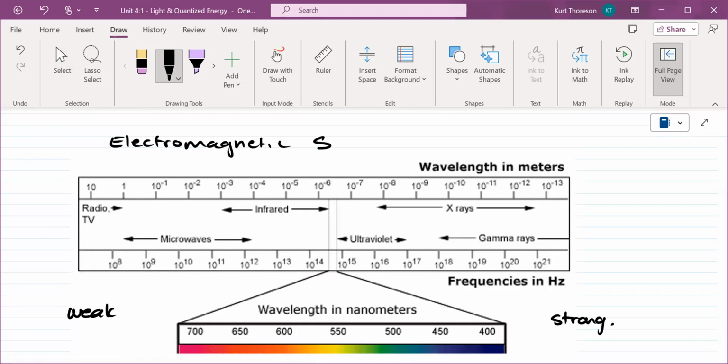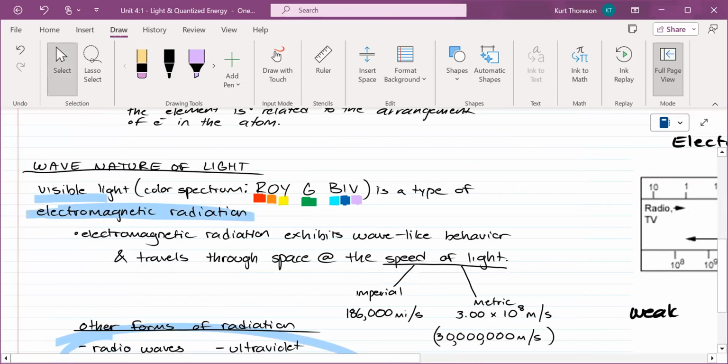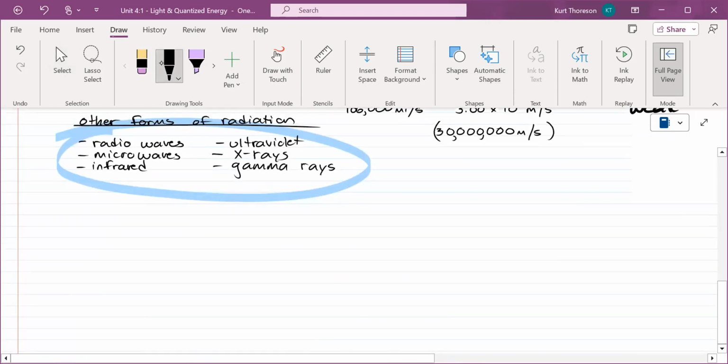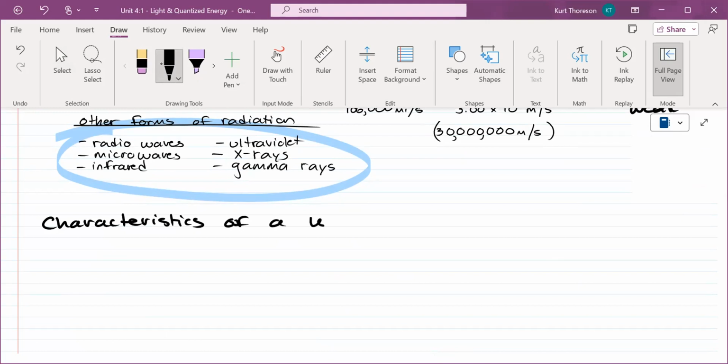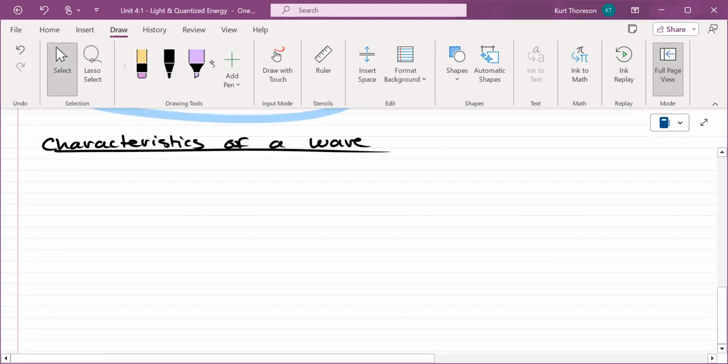And this is what we're going to continue talking about today. What I'm going to focus on mainly is wavelength and frequency with you guys. All right. So let's continue. Characteristics of a wave. I'm going to draw two waves. All right. I'm going to draw a red one and a purple one.